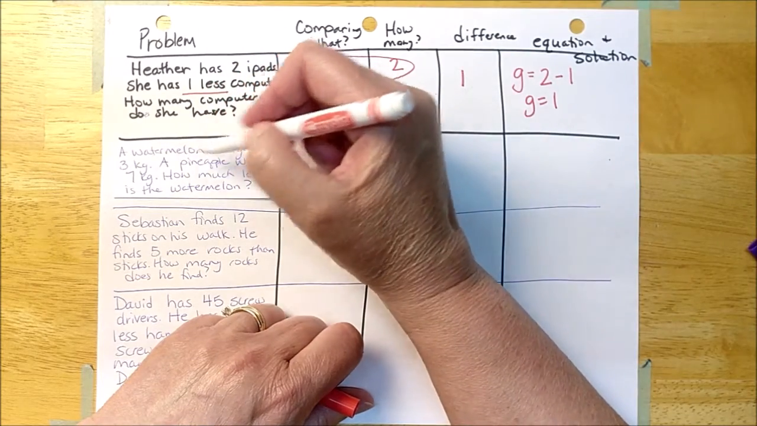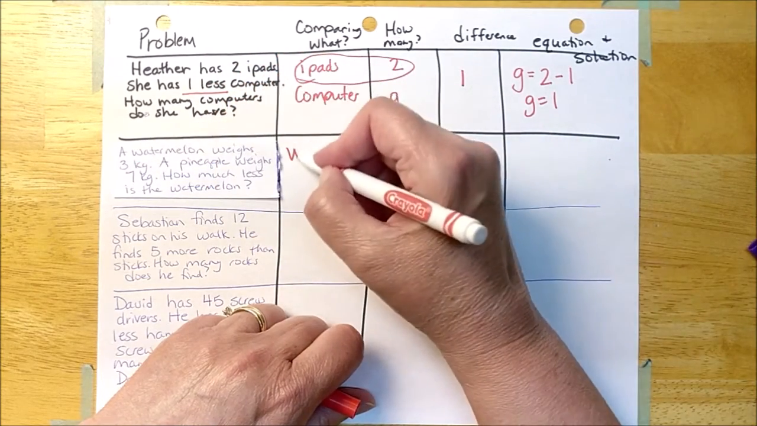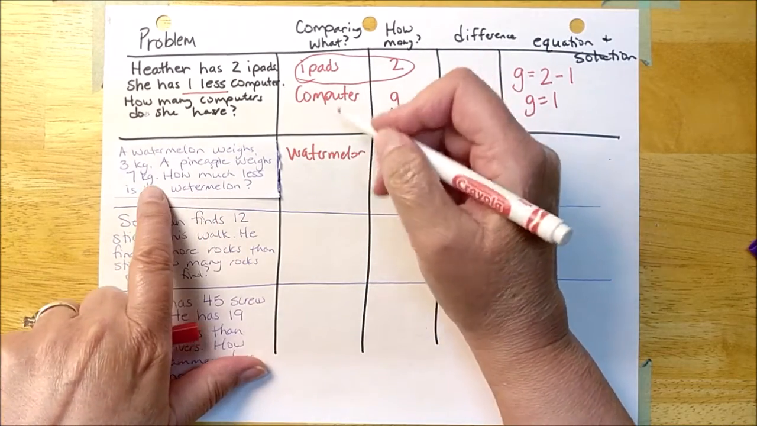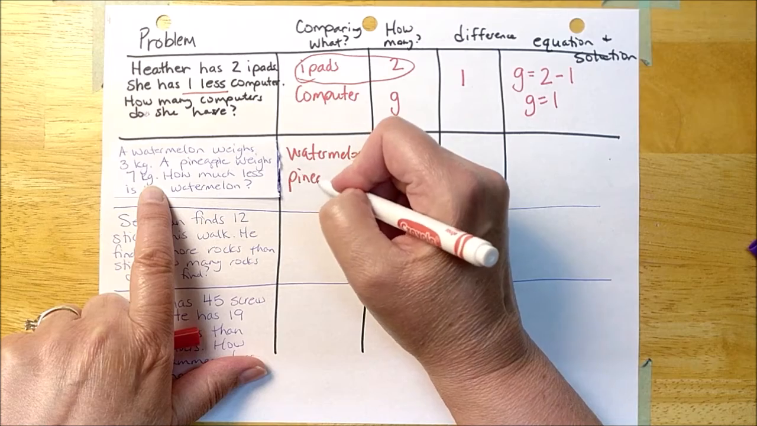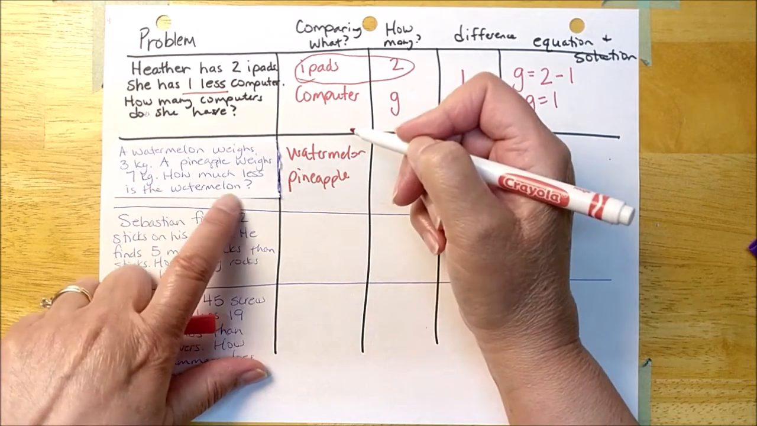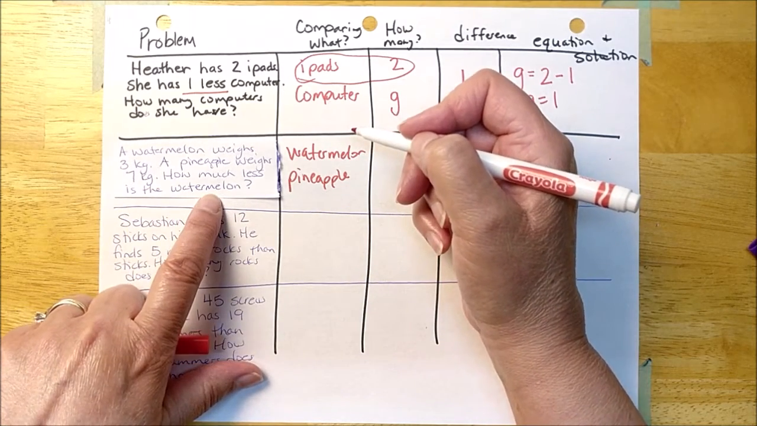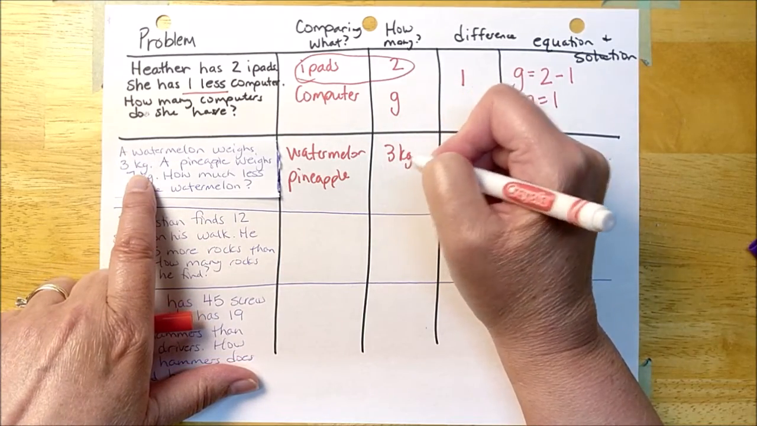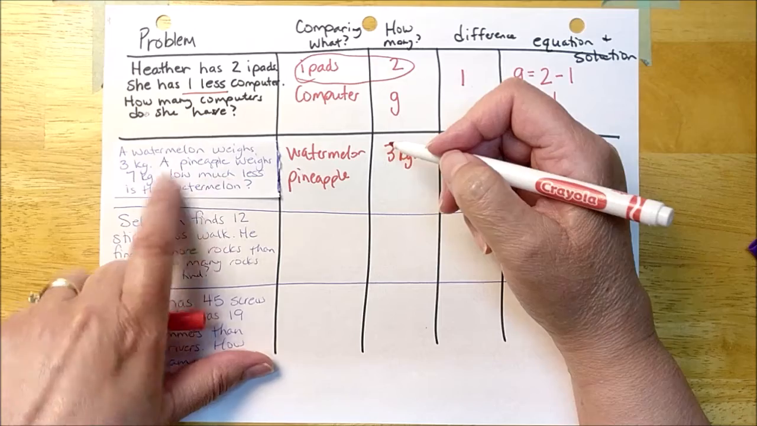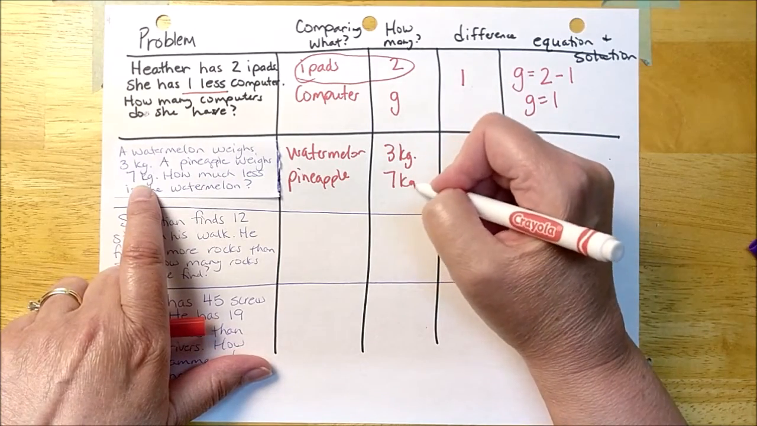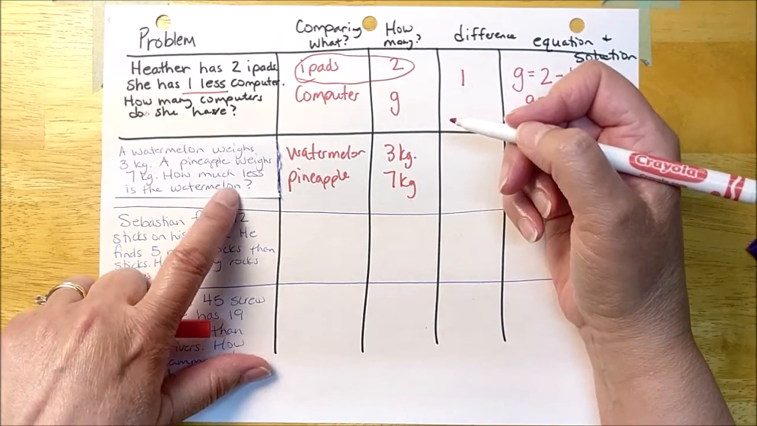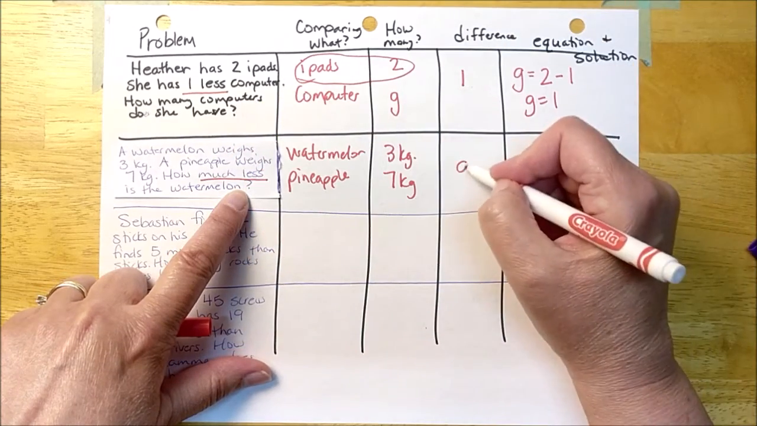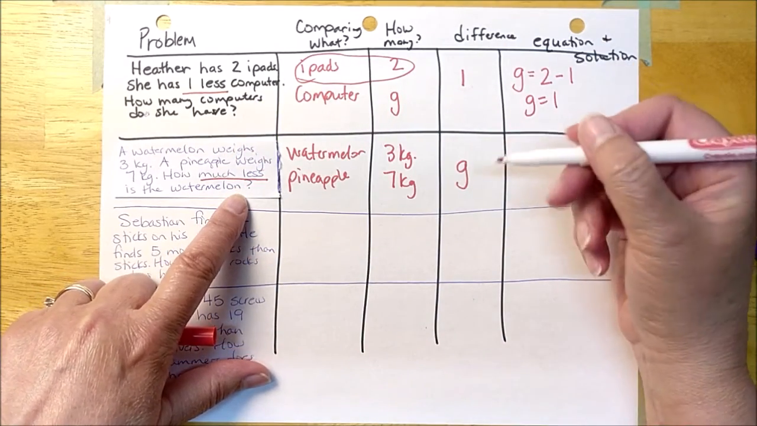A watermelon weighs 3 kilograms, so we've got a watermelon. And a pineapple weighs 7 kilograms, pineapple. How much less is the watermelon? So the watermelon weighs 3 kilograms. It's a pretty heavy watermelon. Pineapple weighs 7 kilograms. Woo, that's a heavy pineapple. How much less? I don't know how much less, so that is what I'm looking for.